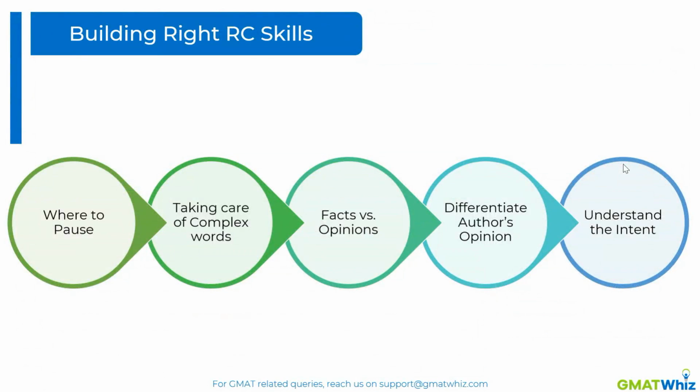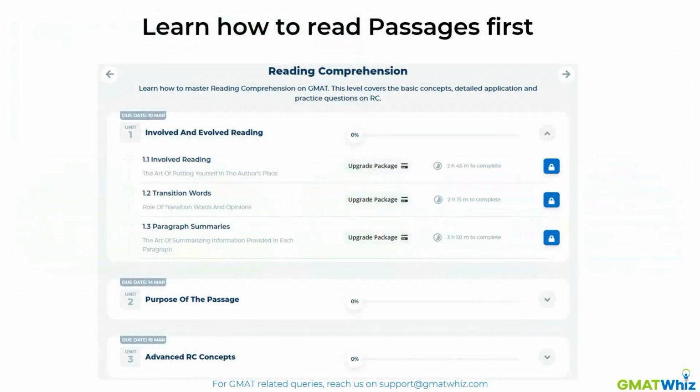But before that, please remember, guys, you need to build the right skills. You need to know where to pause, how to understand the meaning of complex words. I explained to you how to look at the word suffrage and understand it talks about voting, not to panic. Noting where we are given facts, where we are given opinions, where is the author's opinion and where is somebody else's opinion. We need to understand the intent of the passage and the paragraphs. All right. And we have devoted almost 10 hours to just building the right reading skills on the course.